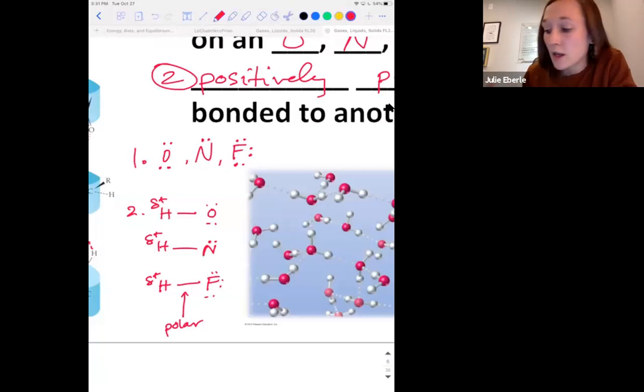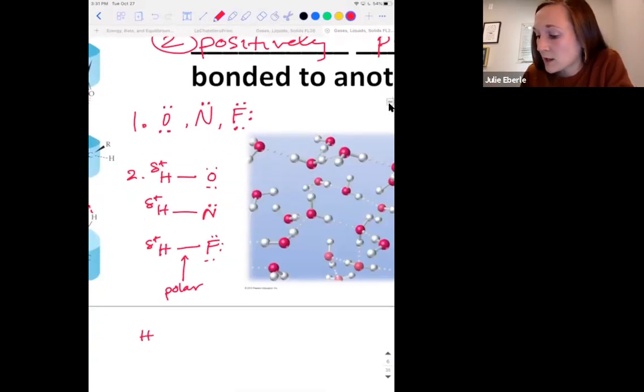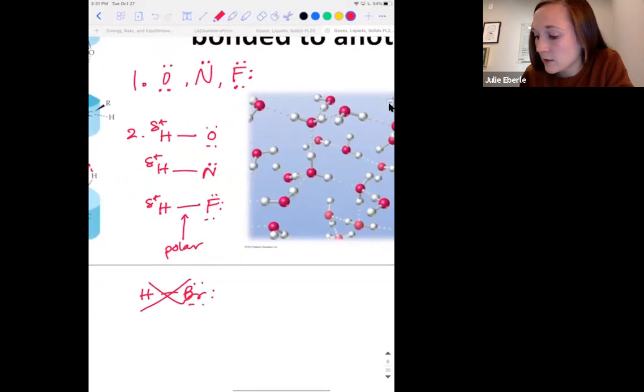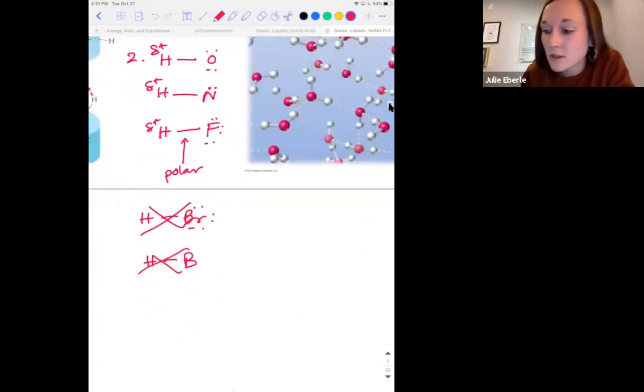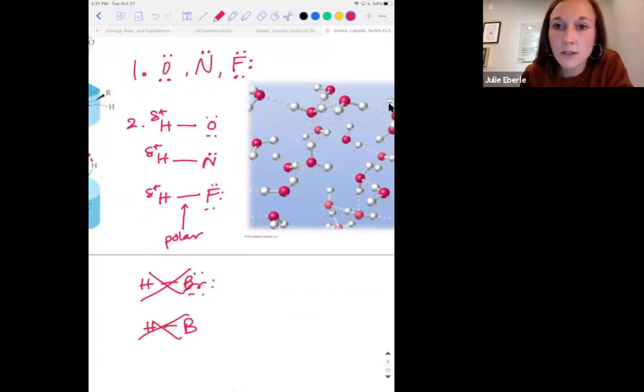Okay, so if you have a hydrogen bonded to bromine, nope, that's not the kind of hydrogen we're talking about, even though this bromine has lone pairs. You have a hydrogen bonded to boron. Nope, it doesn't have lone pairs actually. That's not the kind of hydrogen we're talking about. Specifically, hydrogens bonded to oxygen, nitrogen, or fluorine.